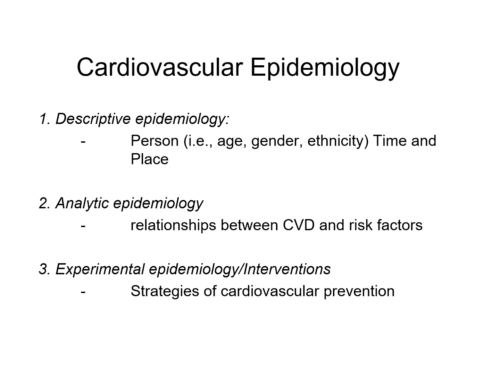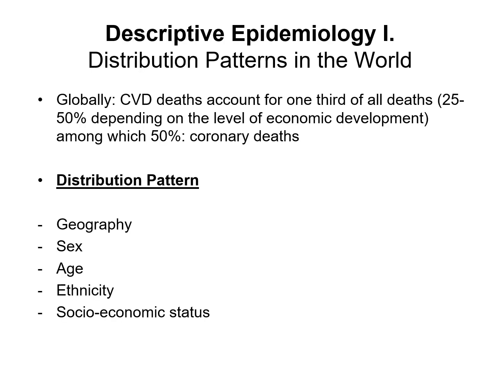So going a little bit more into the descriptive epidemiology, we see that the descriptive epidemiology mainly describes the distribution patterns in the world. Distribution pattern of what? Distribution pattern of cardiovascular diseases in the world, or any disease in the world. Globally, cardiovascular disease accounts for 1/3 of all deaths.